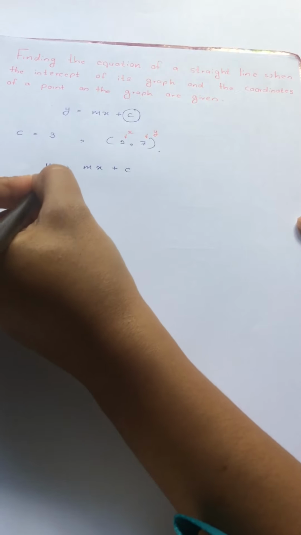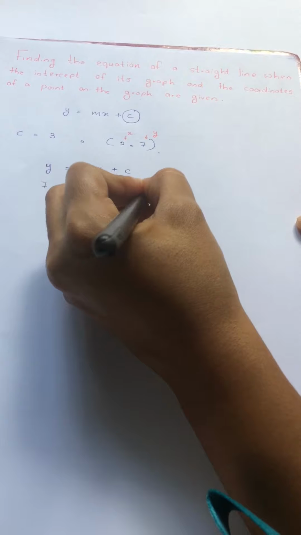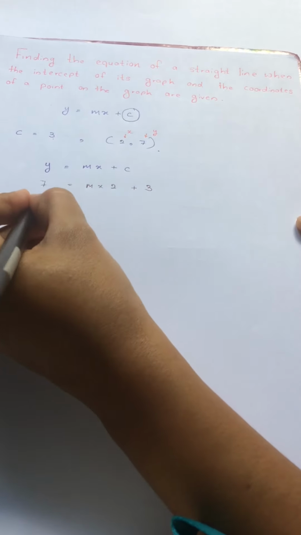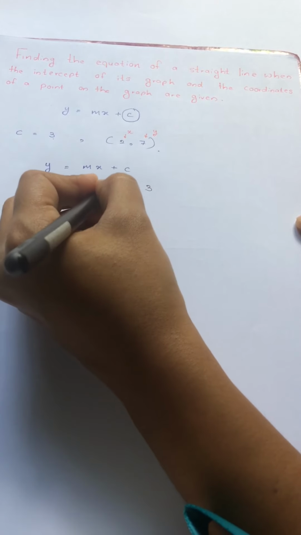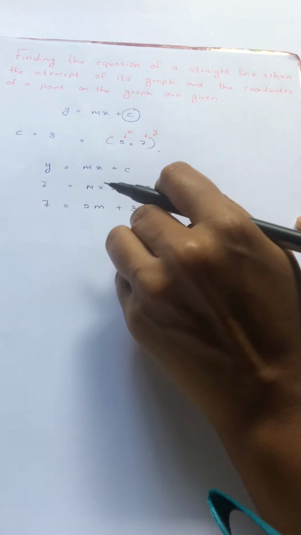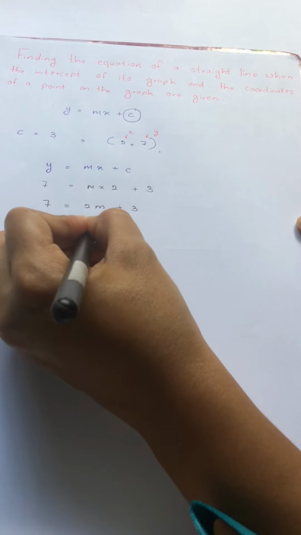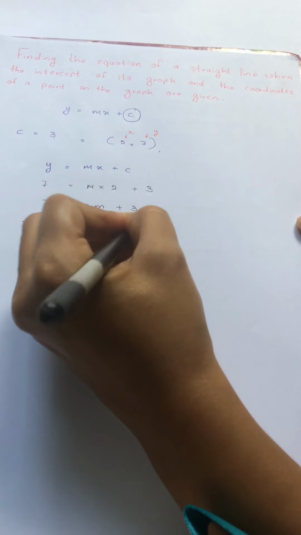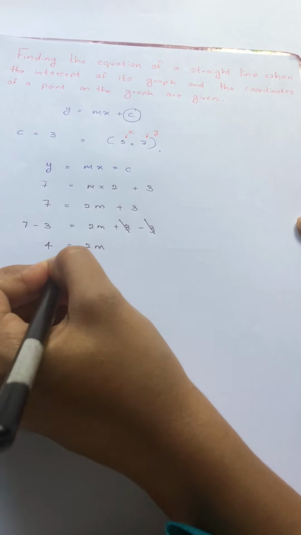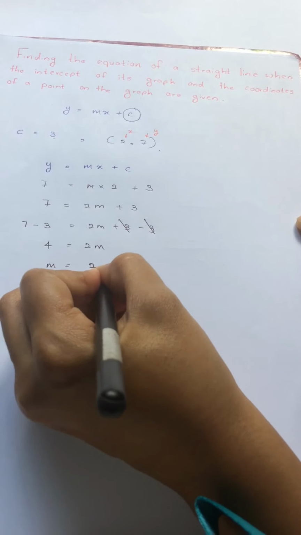y is equal to 7, m times x is equal to 2, and c is equal to 3 because they have given the intercept is equal to 3. Now I can write 7 equals 2m plus 3. To remove this 3, I am going to subtract 3 from both the sides. Then I get 2m plus 3 minus 3. 4 is equal to 2m. Therefore, when you divide both the sides by 2, you will get m is equal to 2.